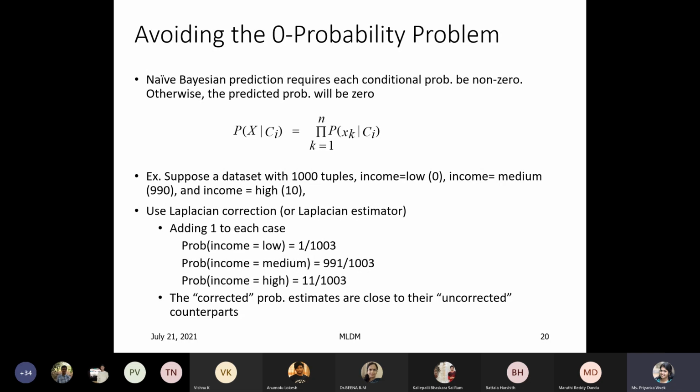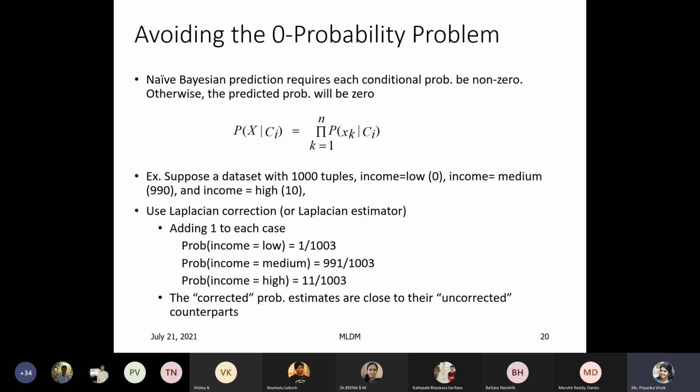So what happens is, assume that we have 1,000 tuples. Income equal to low, we don't have any. Income equal to medium, we have 990, and income equal to high, we have 10. If that is the distribution, we know that for income equal to low, we don't have any instance. So of course our probability would become 0. Now what we'll do, we cannot simply add 1. See, why we are doing this is, we have say 1000 tuples. Adding 1 to it may not make much change.